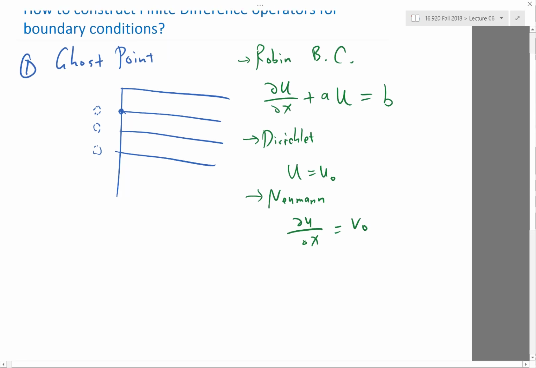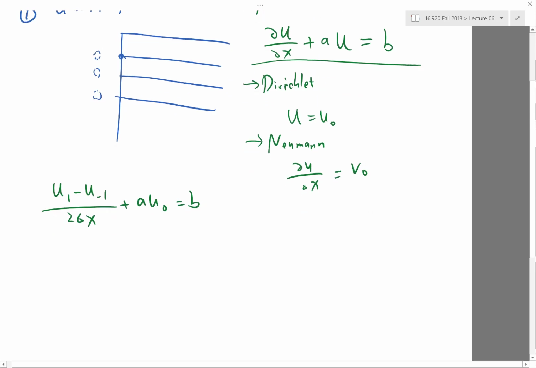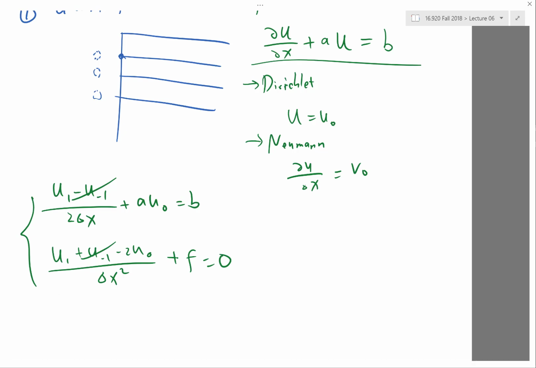So the ghost point approach is basically saying that I'm going to discretize this: (U1 minus U minus 1) over 2 delta x plus A U0 is equal to B. I'm going to combine this with the heat equation, which is (U1 plus U minus 1 minus 2 U0) over delta x squared plus F equal to 0. So these two combined are going to cancel this ghost point. All right, and that is going to give me the discretization.